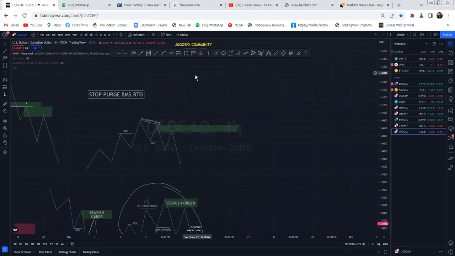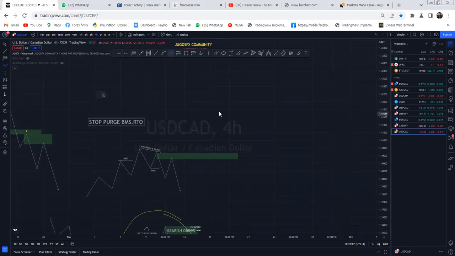Okay, so the next one that we have here, which is for the mitigation, price goes up, comes down, goes up, comes back down. It goes up, it doesn't clear liquidity, it comes down, and then it retests this low. Now, this here now is a mitigation, okay? This RTO here is a mitigation zone.